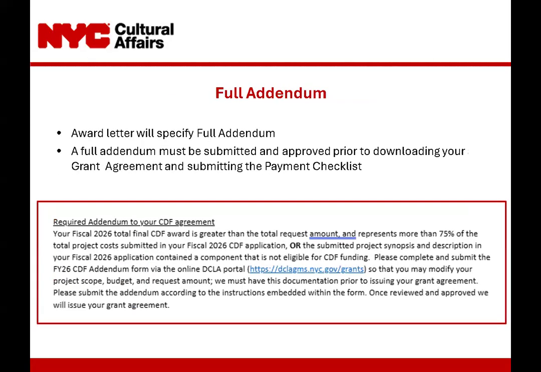Full addenda. If your total final award represents more than 75% of your proposed project costs and/or changes to your original project synopsis or description are required, then you will submit a full addendum. This will be indicated in your award letter as seen on this slide. As mentioned before, if a full addendum is required, you must complete the addendum and have it approved before you will be able to download your grant agreement. For this reason, you must submit the full addendum prior to submitting your payment checklist. You will be notified if any changes are needed. Notes on requested revisions will be found in the addendum itself.